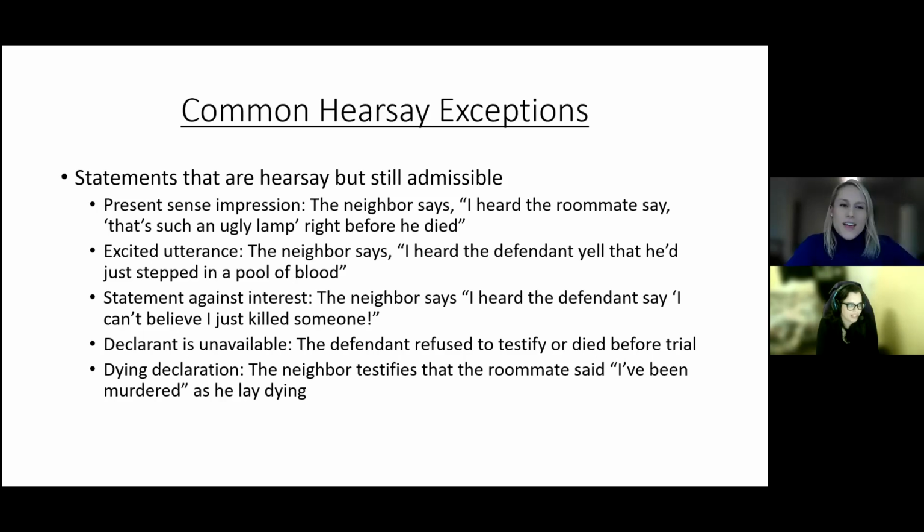The dying declaration is very similar to the excited utterance in that we think because the person's dying, they really don't have any interest in lying anymore because they're going to be dead very shortly. So you basically have to establish that the person said it right before they died. It's similar to the excited utterance in that there's a very important moment that happens and very close in time, a statement out of court was made.